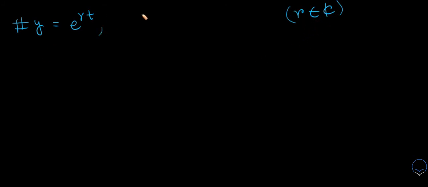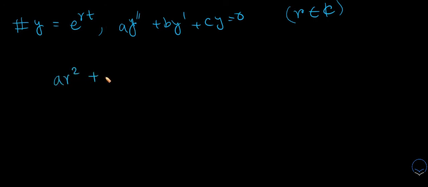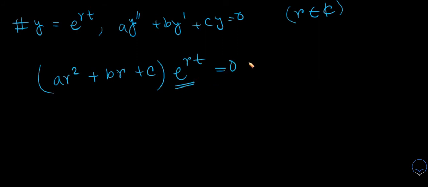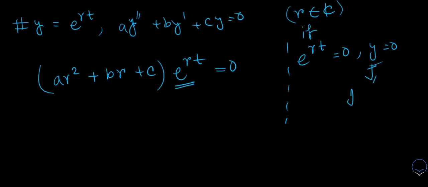And so let's recall our equation. That was a y double prime plus b y prime plus c y equals 0, and we want to put y equals e to the power rt into here. If you do that, this will be (ar squared plus br plus c) times e to the power rt equals 0. But if e to the power rt is 0, that means y is 0, and this is called a trivial solution.